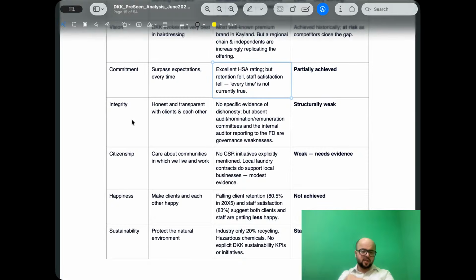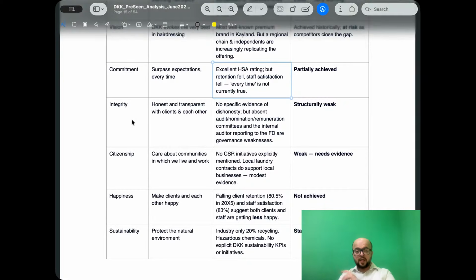Then happiness, make clients and each other happy. I don't know how you make each other happy. Falling client retention, 80.5% in 2005, and staff satisfaction 83, suggests that both clients and staff are getting less happy by the day. So this is not being achieved right now.